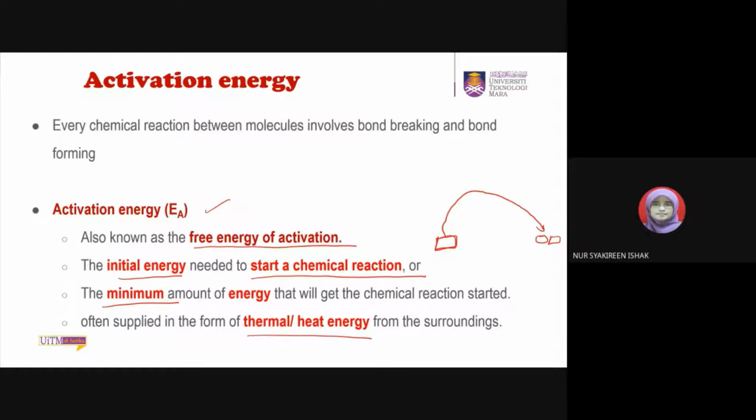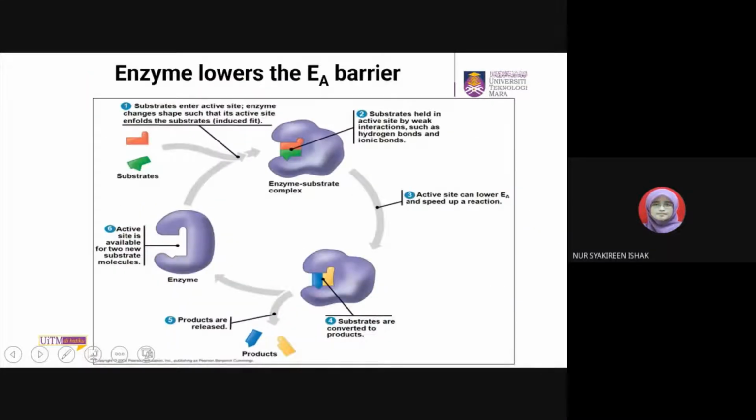That's why you need enzyme in the reaction to lower the activation energy, because by having the enzyme, it speeds up the rate of reaction. The substrate does not need to absorb thermal energy or heat energy from the surrounding. Because by having the enzyme, it lowers the activation energy and speeds up the rate of reaction, or V increases, velocity increases, rate of reaction increases. So enzyme lowers the activation energy barrier.